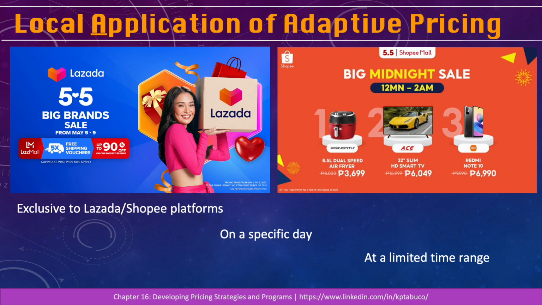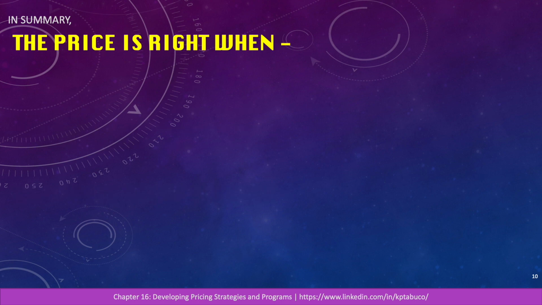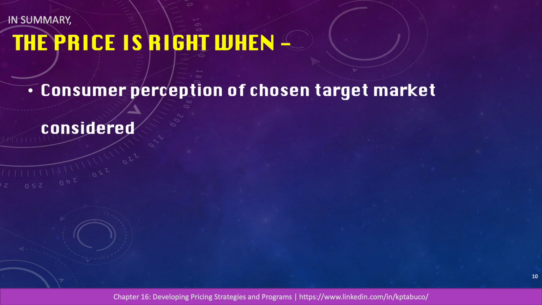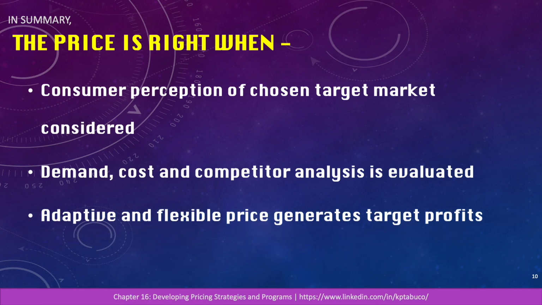It is important to remember that the initial price is right to accommodate adaptive pricing. In summary, the price is right when consumer perception of the chosen target market is considered, demand, cost, and competitor analysis are evaluated, and adaptive and flexible pricing generates target profit.